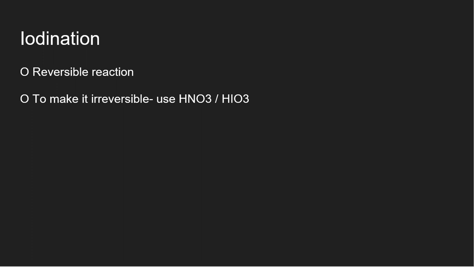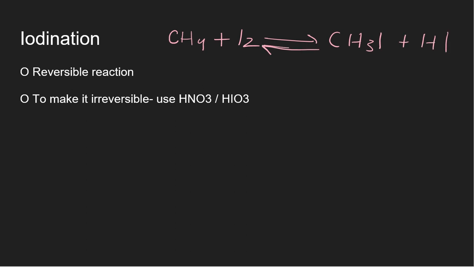Now when it comes to iodination, you will have a reversible reaction. Let me give you an example. Let's say this is my methane. Methane is the best thing to understand stuff. Methane always helps to understand complex concepts, so just use this simple alkane here. CH4 will attack iodine. CH4 and iodine, this reaction, and what will I get? I'll get CH3I, methyl iodide, plus hydrogen iodide, and this is a reversible reaction.